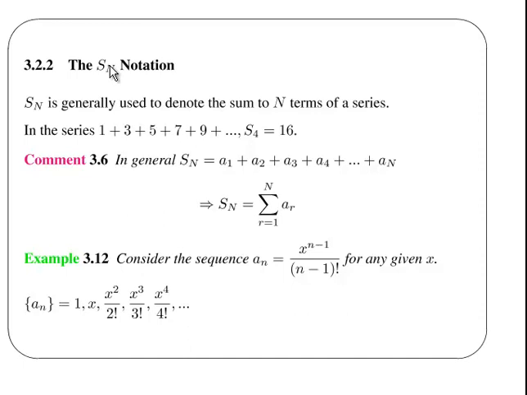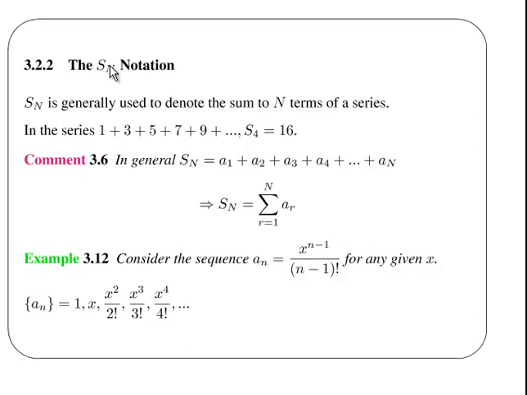So this is a continuation of sigma notation. What we're going to look at now is S of capital N, S of n essentially. And this is generally used to denote the sum to n terms of a series. So, for example, it's a sort of intermediate sum, so to speak.